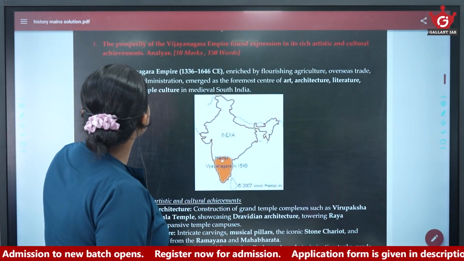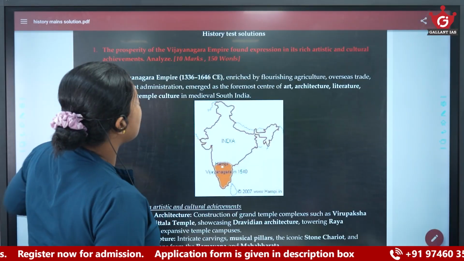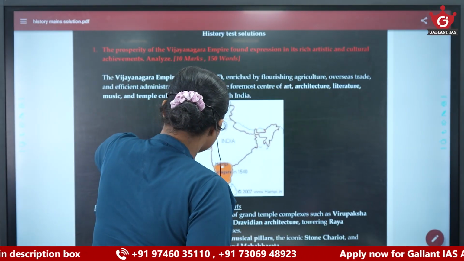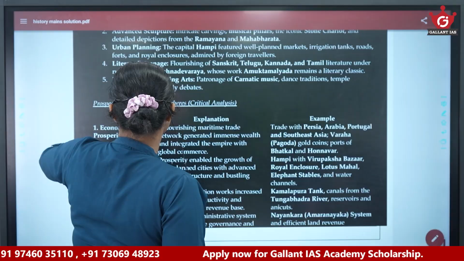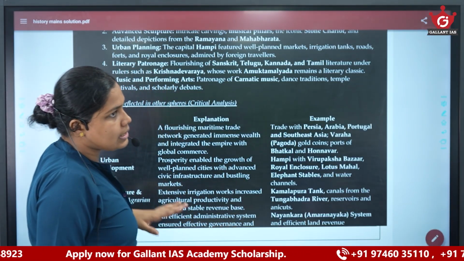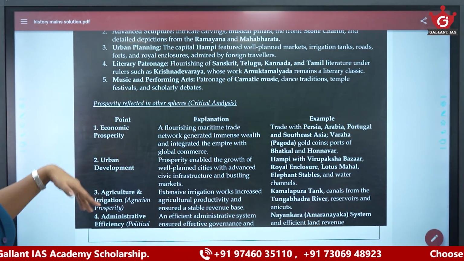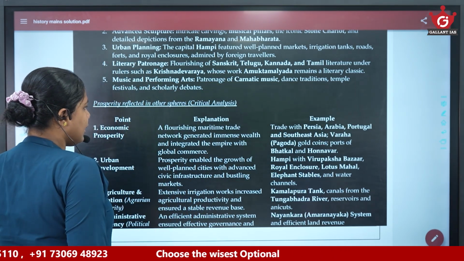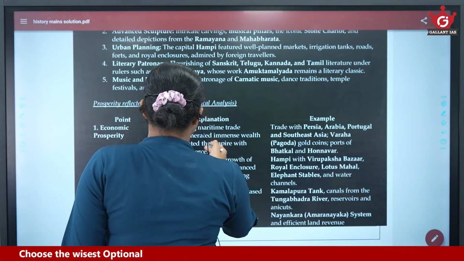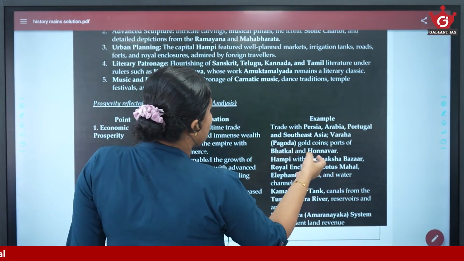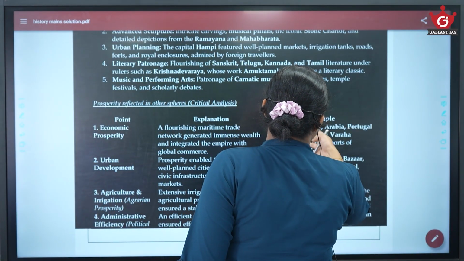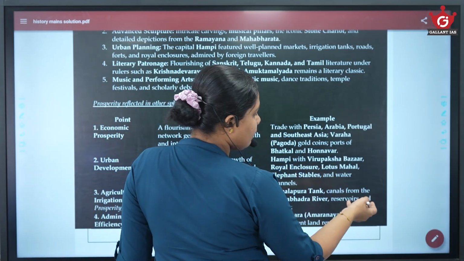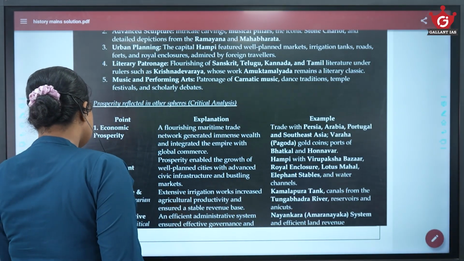So the question was about the prosperity of Vijayanagara Empire found expression in its rich artistic and cultural achievements, analyze. So we have to say the other side to this question, that is the prosperity was not just in this kind of architectural things, they had some other things also that are being discussed here. They had this economic prosperity, good network of commerce, good maritime trade. You can talk about the trade with Persia, Arabia, etc. Then they had good urban development. Hampi was a center.